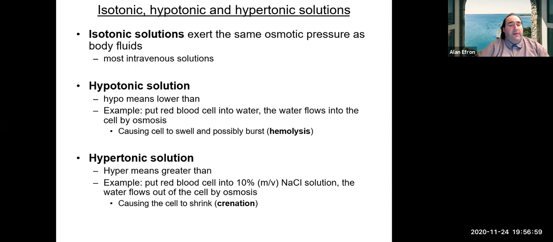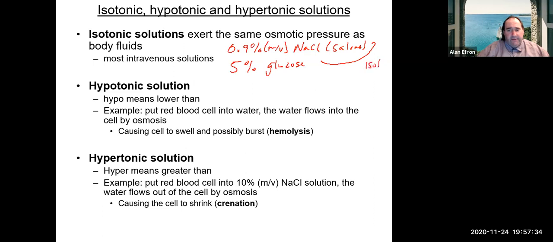That brings us to three different ways that we can describe solutions. A solution can be described as isotonic. Basically, isotonic means that it exerts the same osmotic pressure as body fluids, and most IV fluids are those things. Typically, an isotonic solution is a 0.9% mass to volume sodium chloride solution, sometimes referred to as a saline solution, or a 5% glucose solution. These are what are referred to as isotonic.